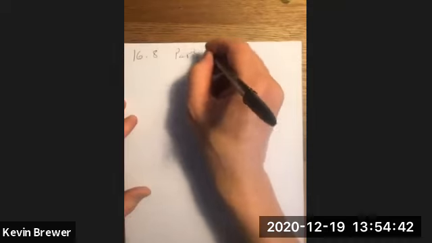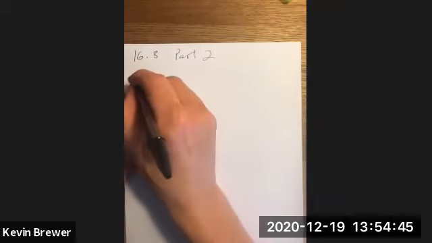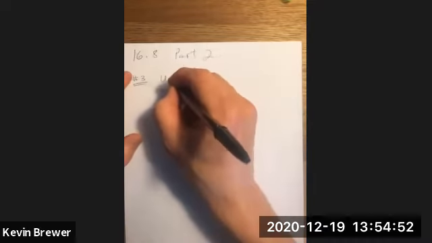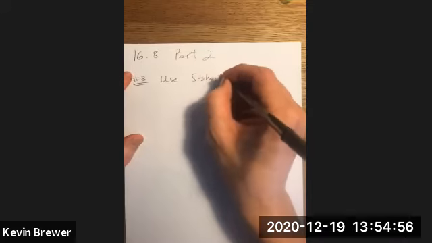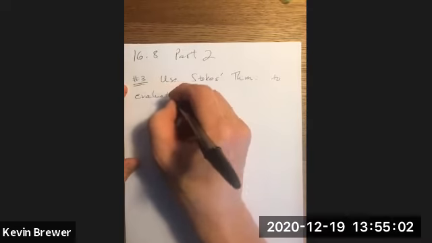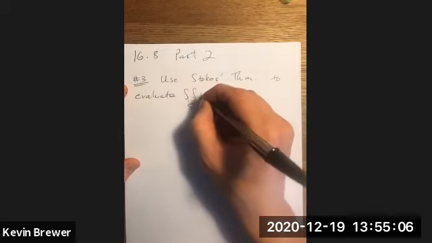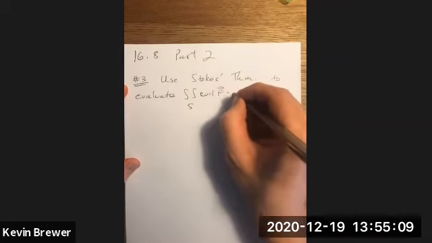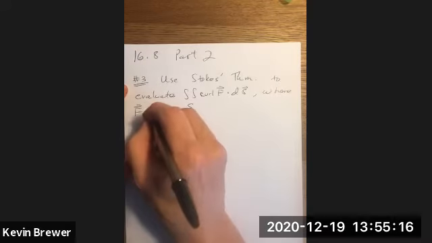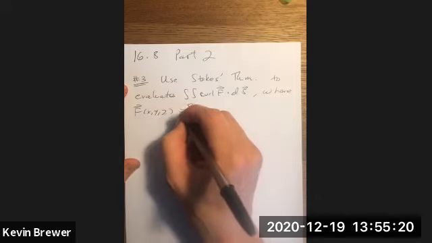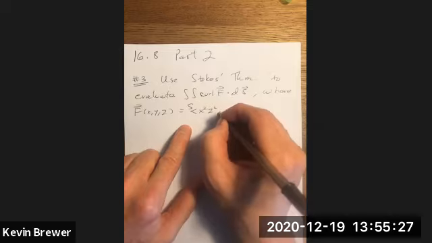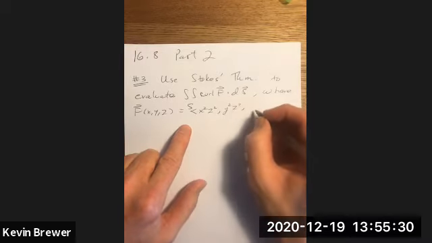Part 2 of section 16.8, we want to work an example problem now for Stokes' theorem. Let's look at number 3, where we are asked to use Stokes' theorem to evaluate the double integral over S of the curl of F dot dS, where F is given by x squared z squared, y squared z squared, and xyz.